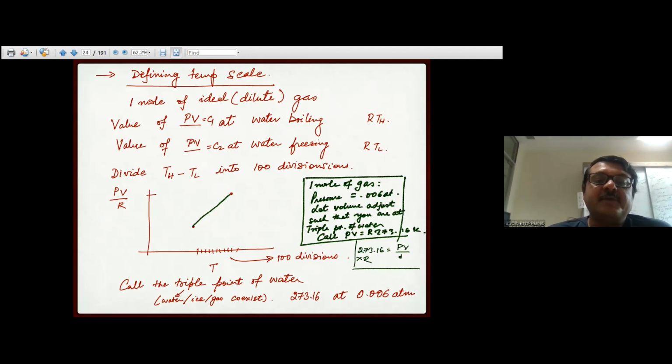And moreover, you don't just call it 250 or something, because using the triple point of water, you fix that the triple point of water is 273.16 temperature, whereas the freezing point is 273, right? Or yeah, one has to check it up. I'll just check it a bit in the class.